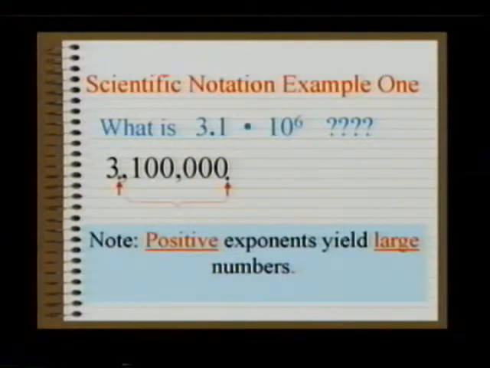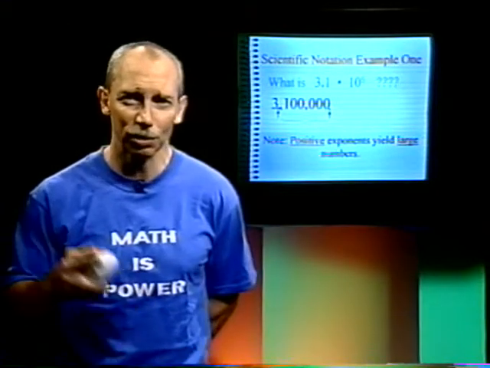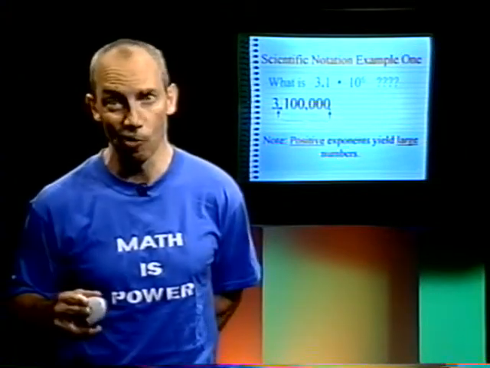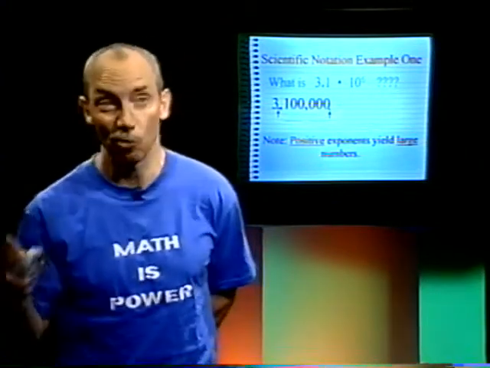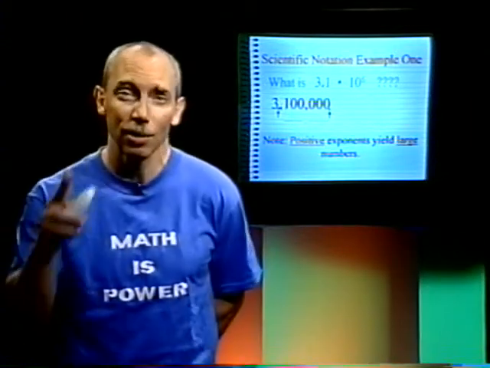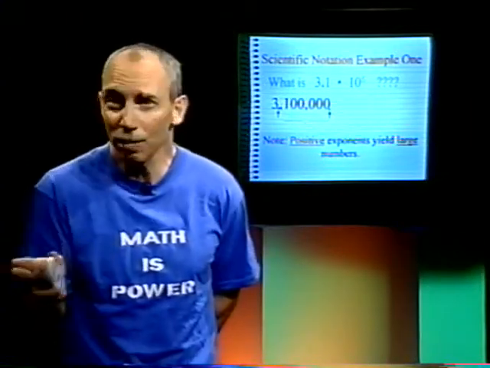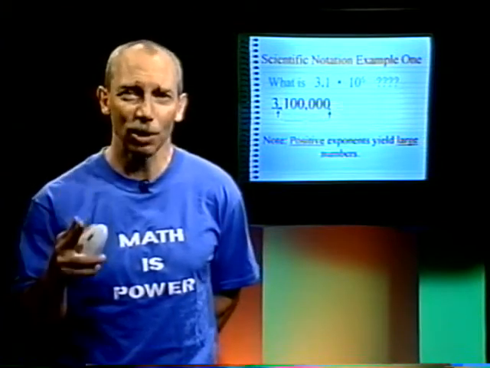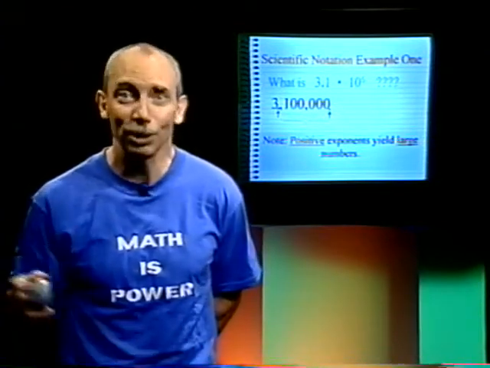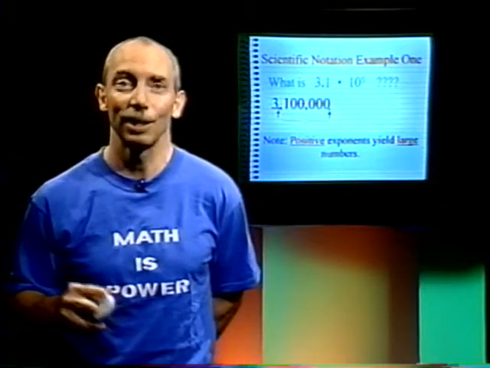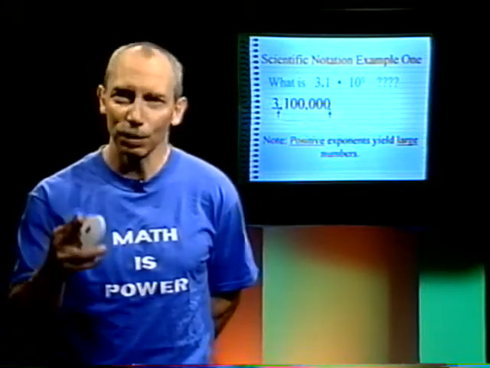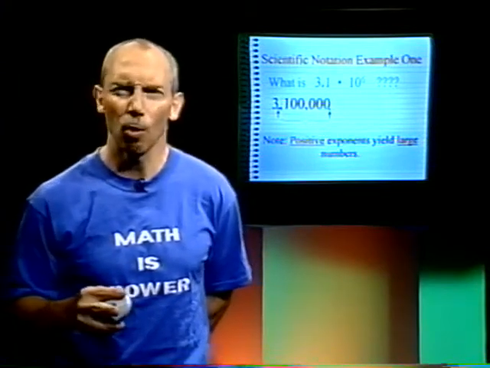Now, how did you know whether it was a positive 6 or a negative 6? This is going to be important. I don't want you to remember, oh, I moved to the left, or I moved to the right, because you may mix that up. I think the easiest way to remember is, if it's a large number, it shouldn't surprise you, it's going to be a positive exponent. And if it's a very small number, teeny weeny weeny, then it's going to be a negative exponent. Okay, let's do a whole bunch of examples for this.